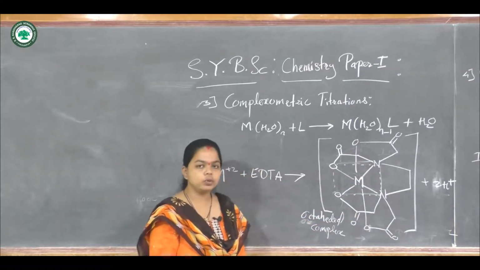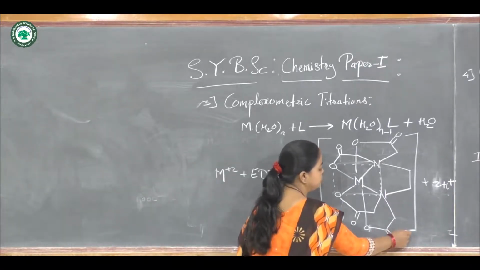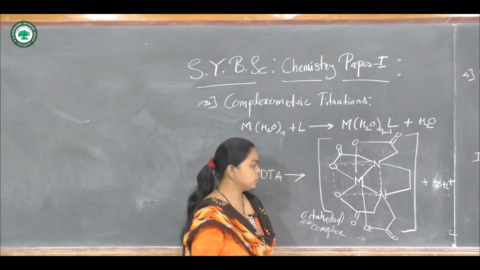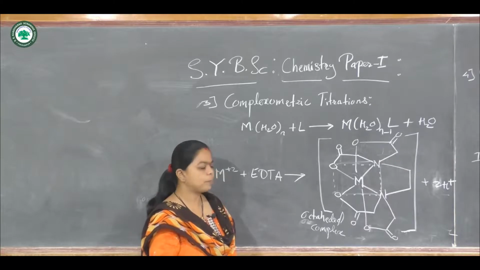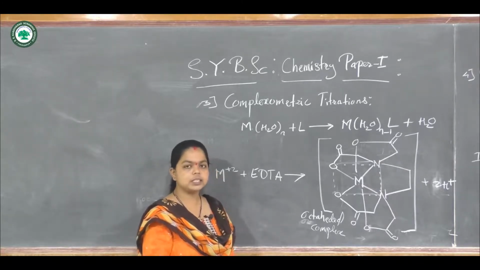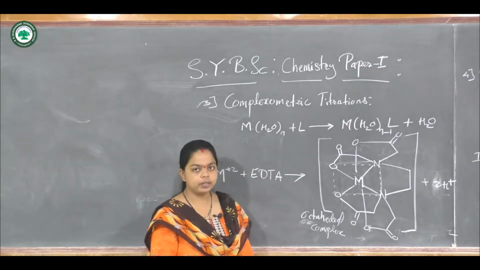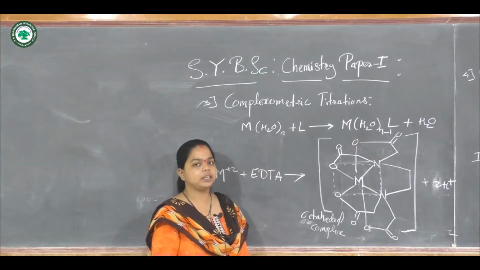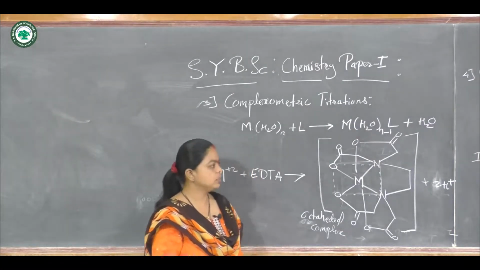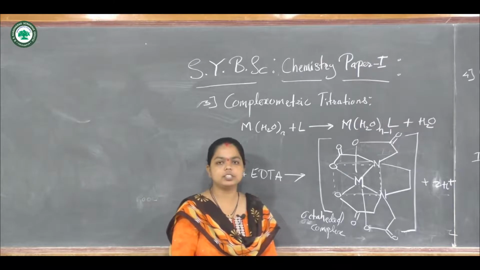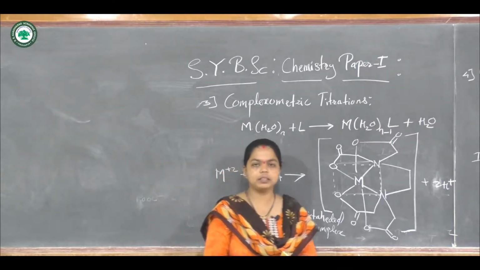So there are 6 donating atoms present in this geometry, that is, the donor groups which are present in the EDTA. This stable octahedral complex formation indicates the end point for this titration, and depending upon that value we can determine the metal ion concentration. Now, this titration is applicable to the determination of different types of metal ion concentration.